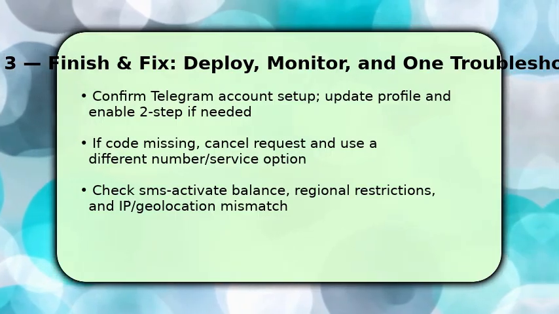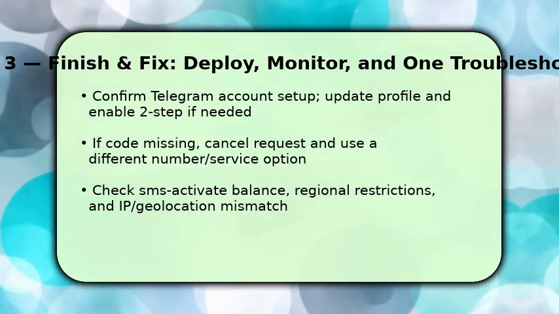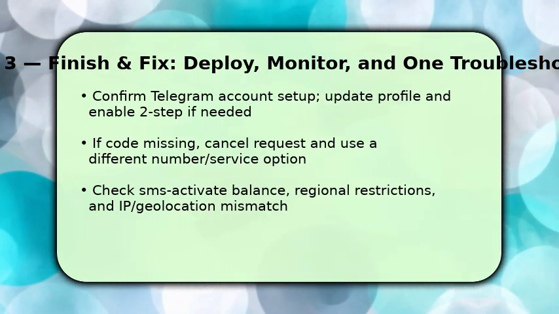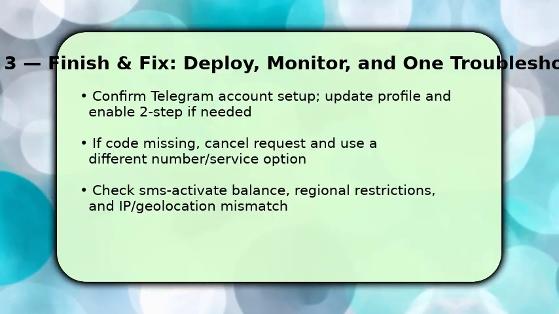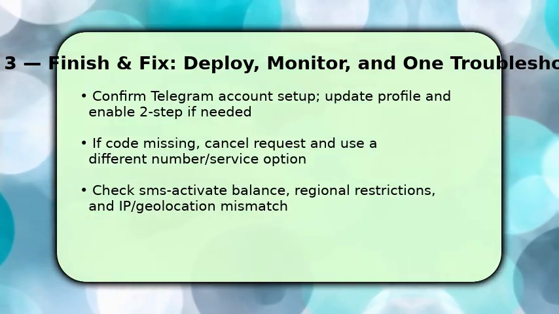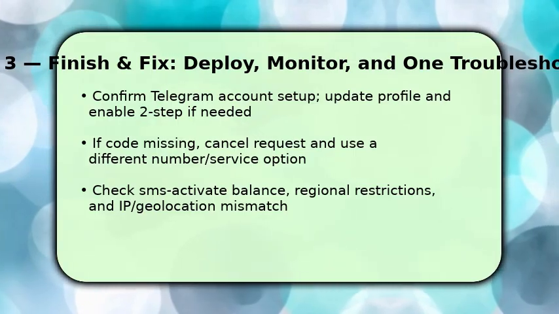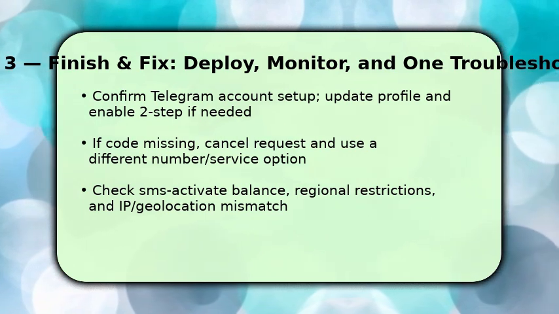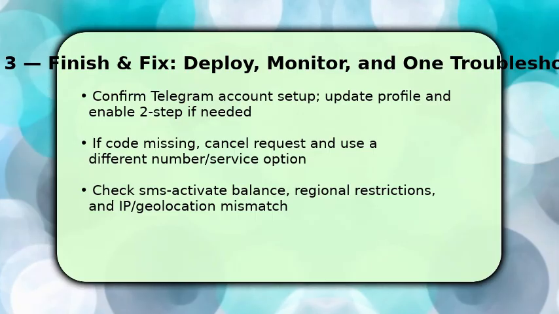If the code never arrives, cancel the SMS Activate request, refund if automatic, and select a different virtual number or country. Regional blocks sometimes occur. Also check your SMS Activate balance and ensure your IP or VPN isn't causing rejections. One key troubleshooting tip: rotate numbers and countries before retrying to avoid.